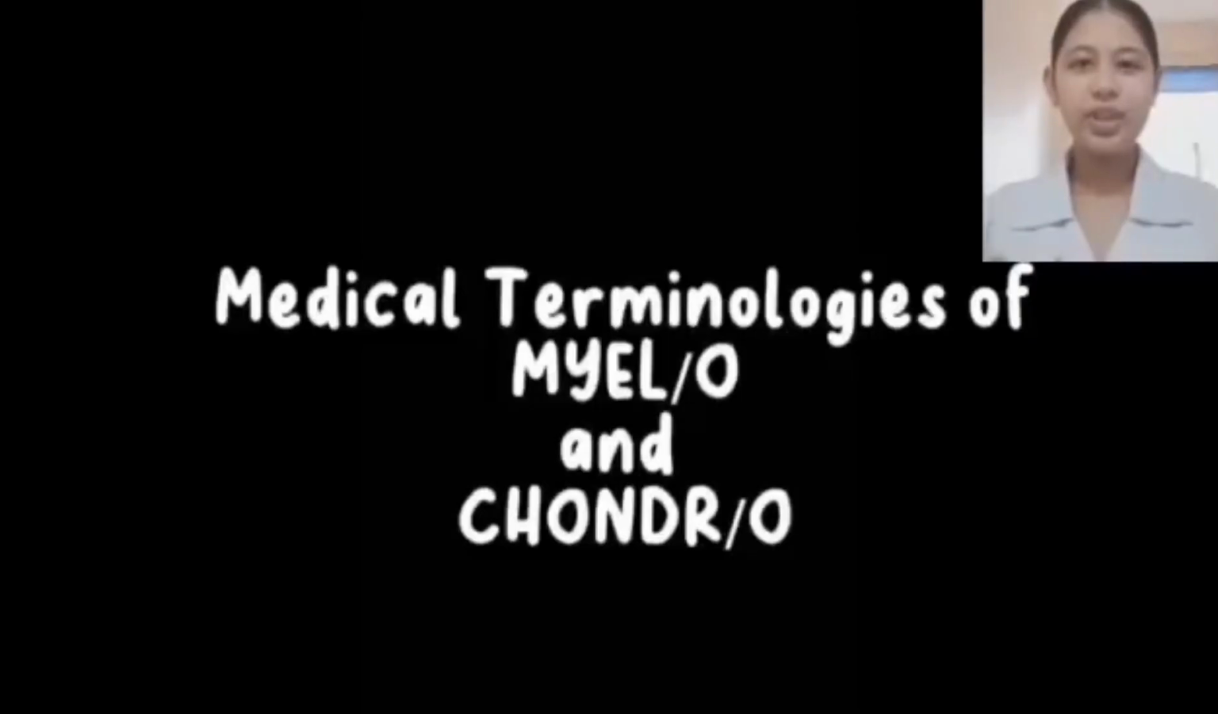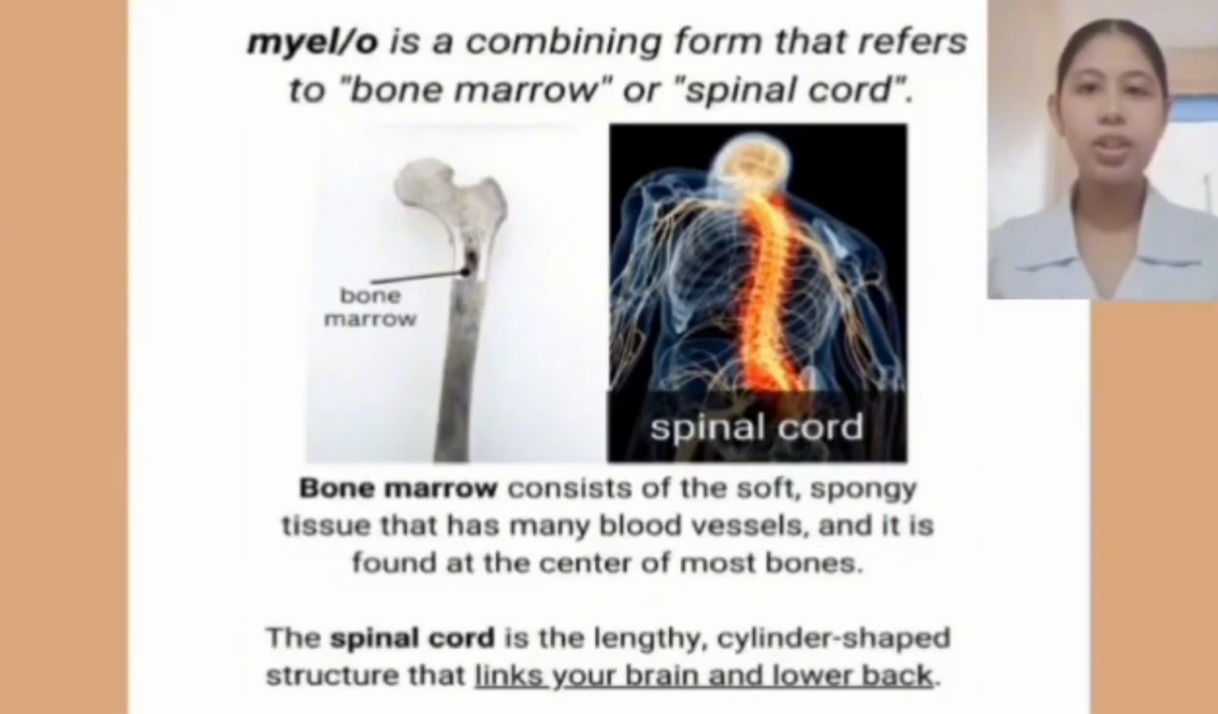Good day everyone. I will be the one who will discuss the medical terminologies of myel or myelo and chondr or chondro. Myel or myelo is a combining form that refers to bone marrow or spinal cord. Bone marrow consists of soft spongy tissue that has many blood vessels, and it is found at the center of most bones such as the crest of the ilium or iliac crest, the sternum, and the skull. The spinal cord is the lengthy, cylinder-shaped structure that links your brain and lower back.